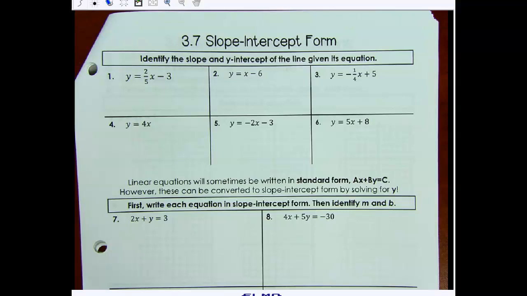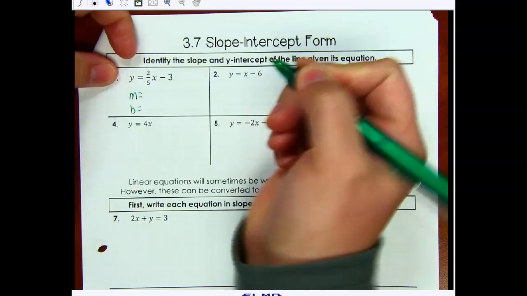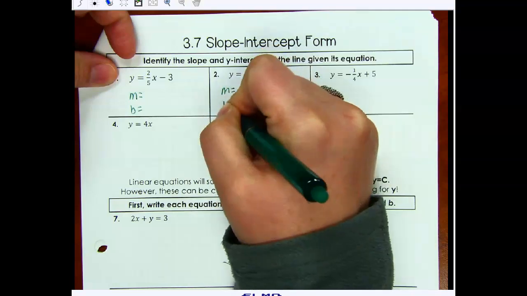Okay, for the second video on slope-intercept form, we're going to be doing a little bit more work with the slope-intercept form. This first section is the opposite of the first section in the other video. This one gives you the equation and asks you to identify the slope and the y-intercept. So what I would do is I would just go in and put m and b on all of these because you know you're going to have to find those two things, slope and y-intercept.